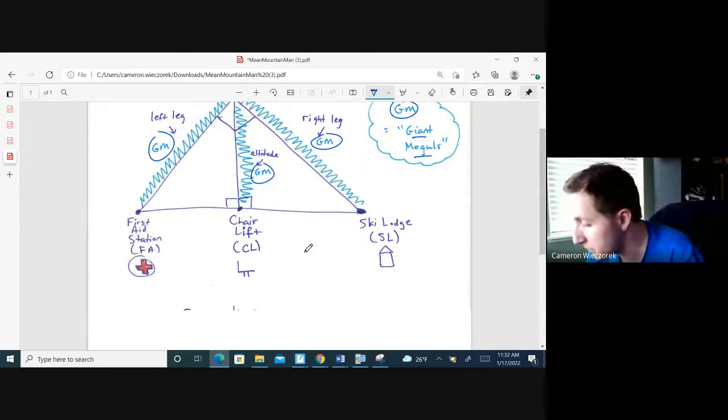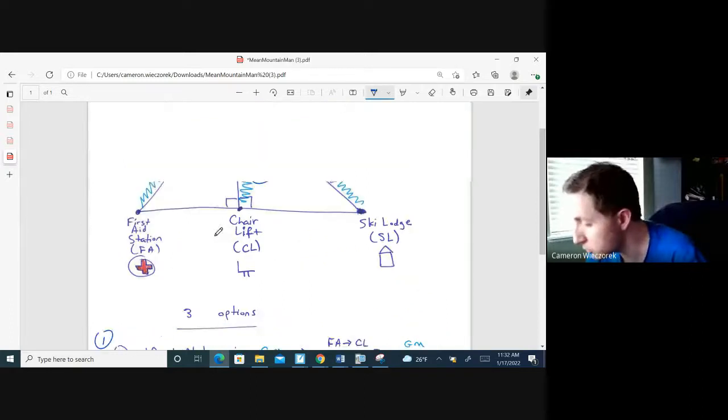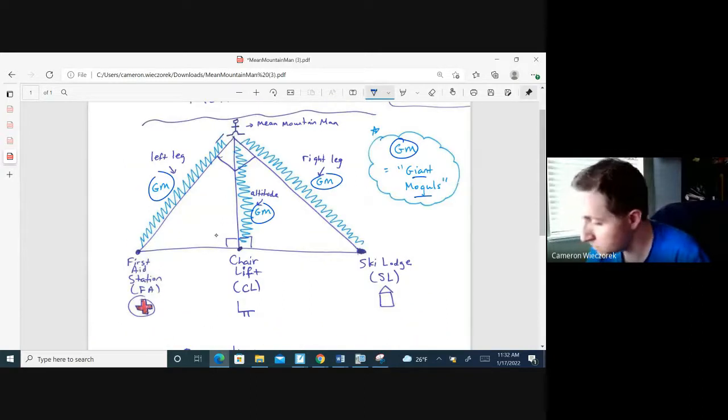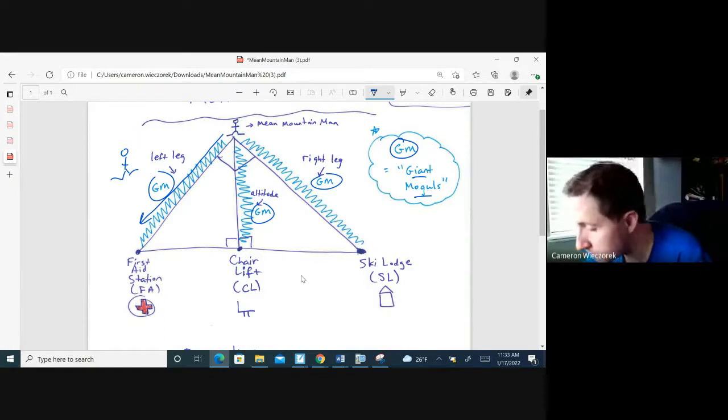So I want to look at three scenarios for how you could set up these proportions with this analogy. In the first case, let's say that the left leg or the left side of the mountain is the geometric mean. That is where the giant moguls are at. So I'm going to do this part in blue. Mean Mountain Man's going to go down the left side of the mountain. Here he is, Mean Mountain Man. He skis. There's his skis. I'm not an artist. And he gets to the bottom of the mountain, and maybe he bumped his head on the way down. So he arrives at the first aid station.